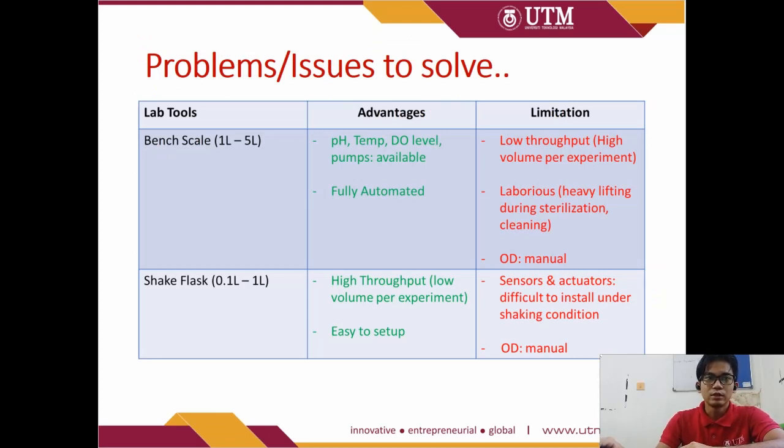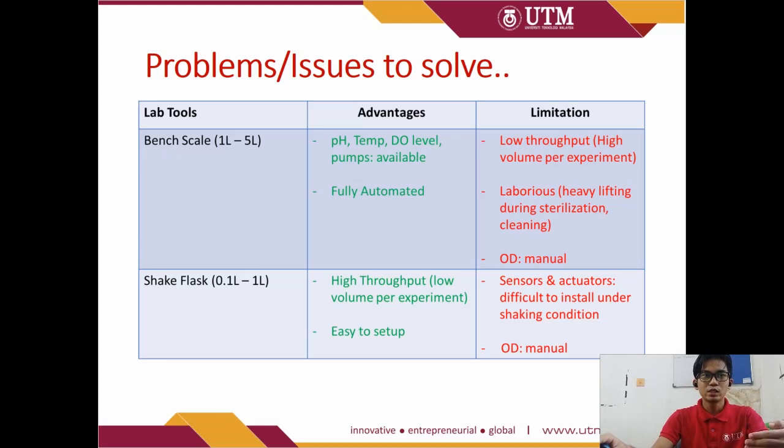Okay, we can take a look here. There are two types of bioreactor we can compare, which is the first one, the bench scale bioreactor, which incorporates 1 liter to 5 liter working volume. It is also fully equipped with pH sensor, temperature sensor, DO level sensor, pumps and actuators. It is also fully automated with built-in processors, but it also has limitation where it is low throughput, it is also laborious, and the sampling is done manually.